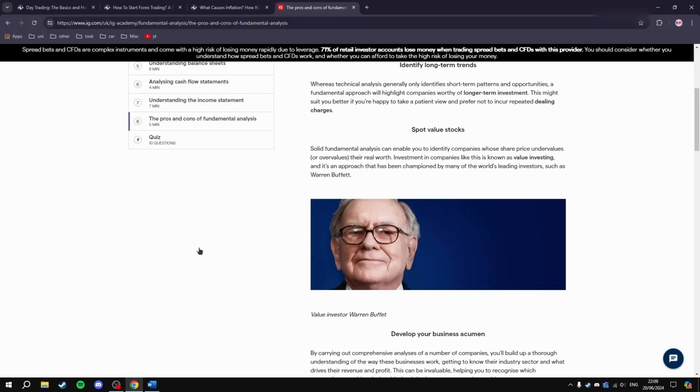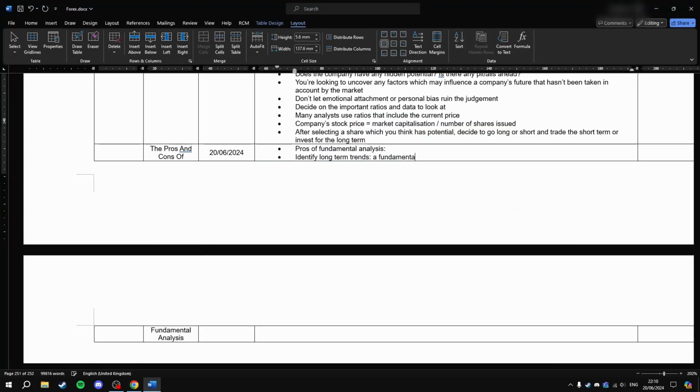Whereas technical analysis generally only identifies short-term patterns and opportunities, a fundamental approach will highlight companies worthy of longer-term investment. This might suit you better if you're happy to take a patient view and prefer not to incur repeated dealing charges.